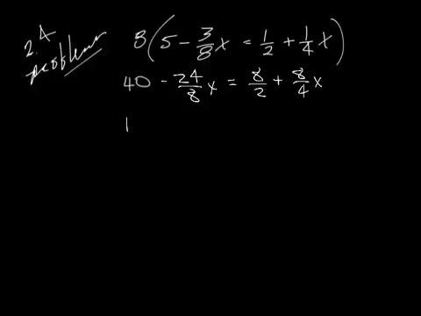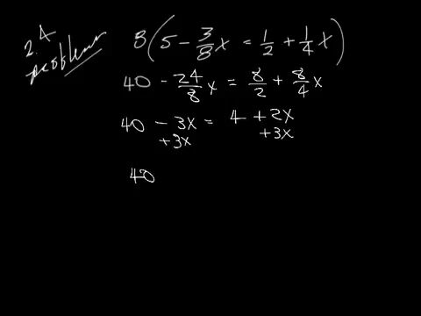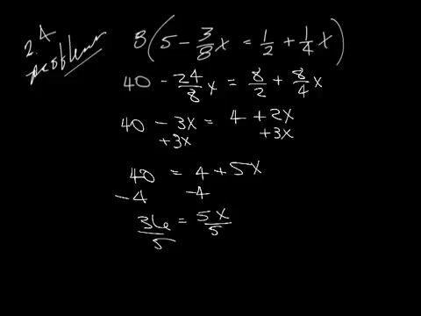Okay, so 40 minus 3x equals 4 plus 2x. Add 3x to both sides. 40 equals 4 plus 5x. Subtract 4, we have 36 equals 5x. Divide by 5, and we're done. 36 over 5. If I did everything correctly.